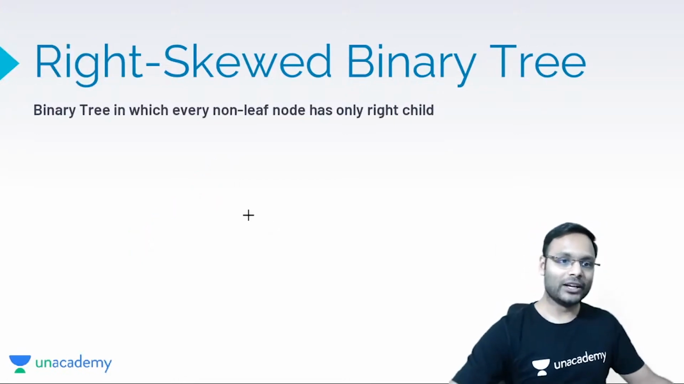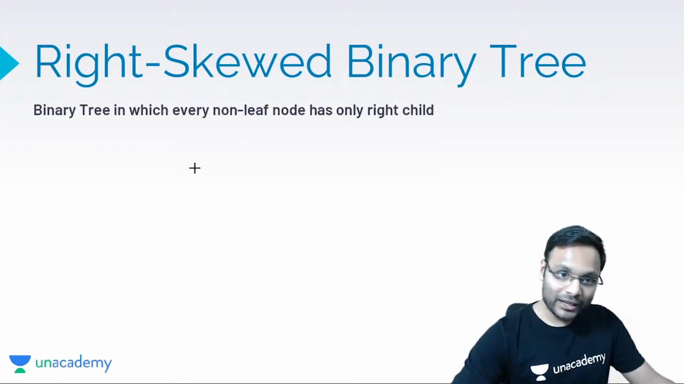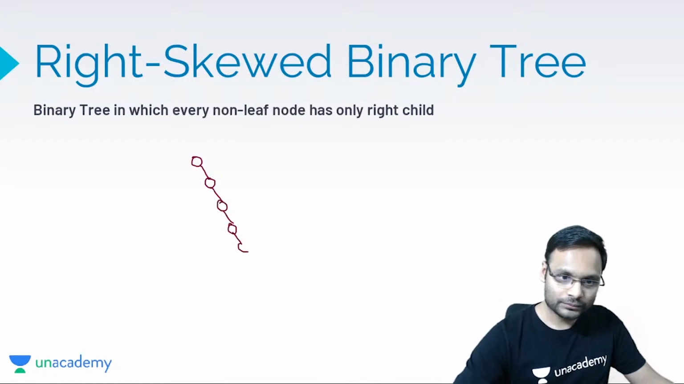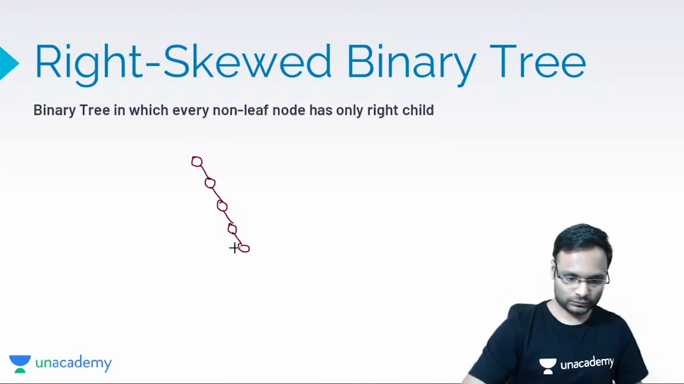Right skewed binary tree. A right skewed binary tree means every internal node can have only a right child, like this. Getting it?